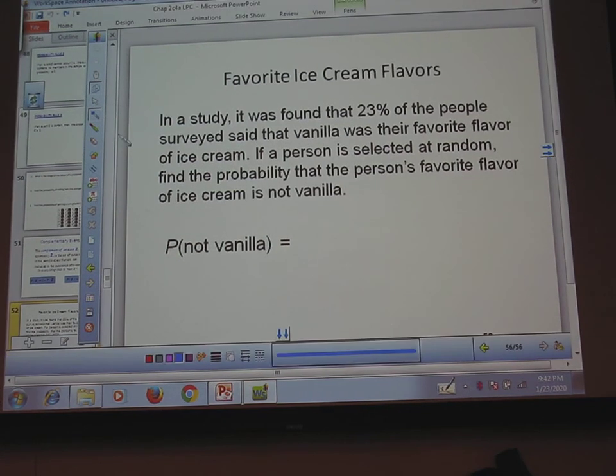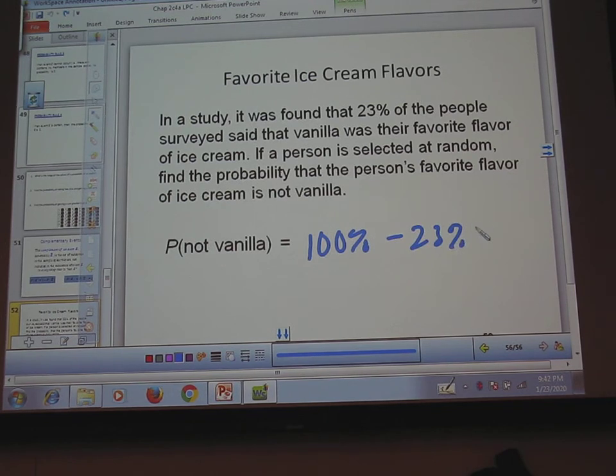In a study, 23% of people had vanilla as their favorite flavor. Say it again: 23% said vanilla was their favorite. If you randomly pick somebody, what's the probability you pick someone and their favorite flavor is not vanilla? 77%. How do you find that? 100% minus 23%, right? 1 minus the probability of its complement, 77%. Good?